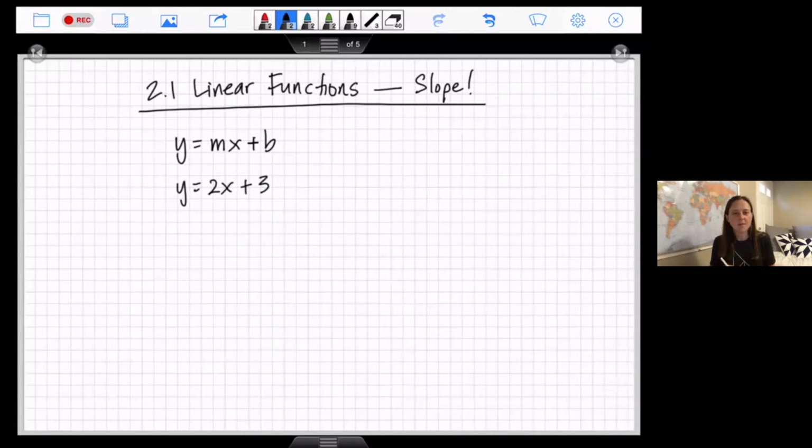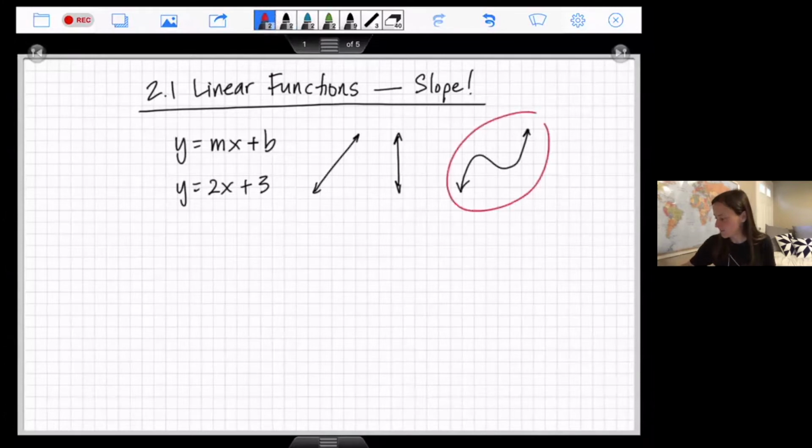And when a mathematician says a line, they're referring to something completely straight, like maybe that, or a nice vertical line. Not something like this. We will get to curves like that, but we call that a curve, not a line.